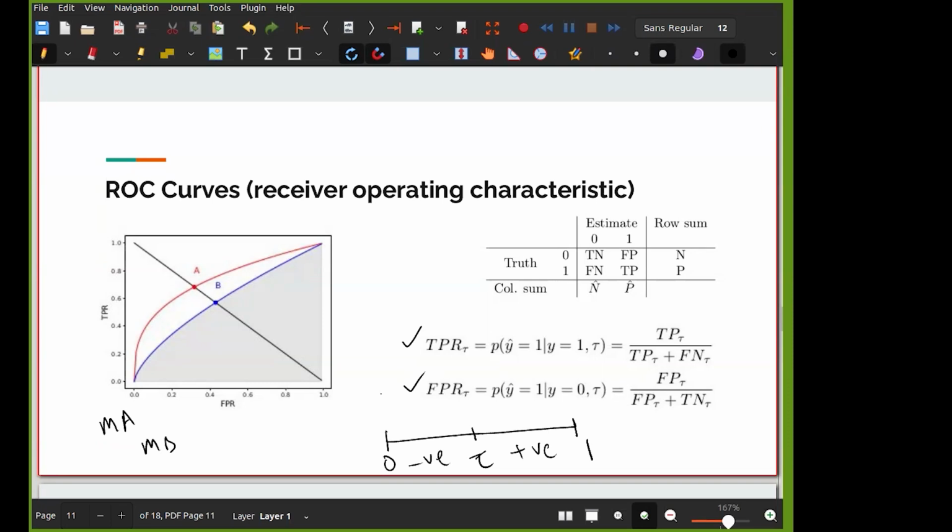So if you want to do that, you can plot these trajectories of TPR, FPR and you get these two curves for model A and model B, right? Now the question arises which one of them is a better model. So there's something called area under the ROC curve.